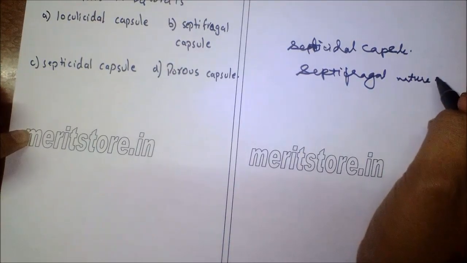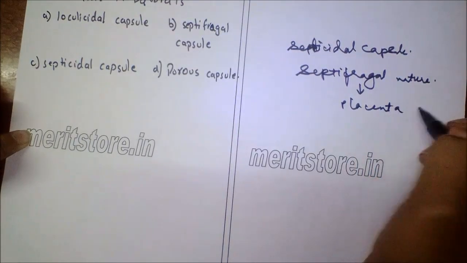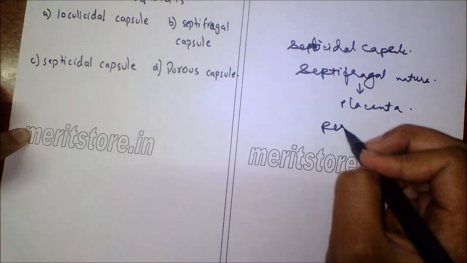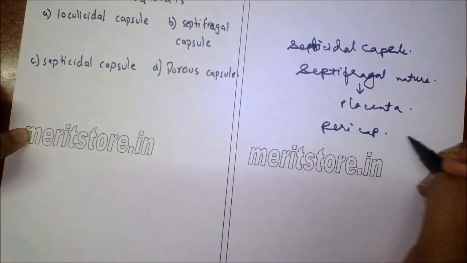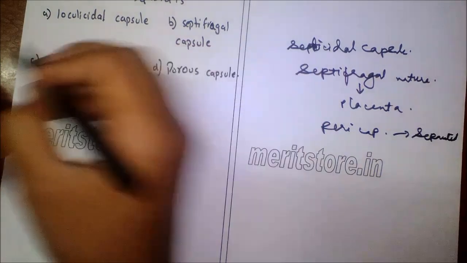In which placenta remains attached in the center of undivided fruit and pericarp segment becomes separated. So option C is the correct answer.